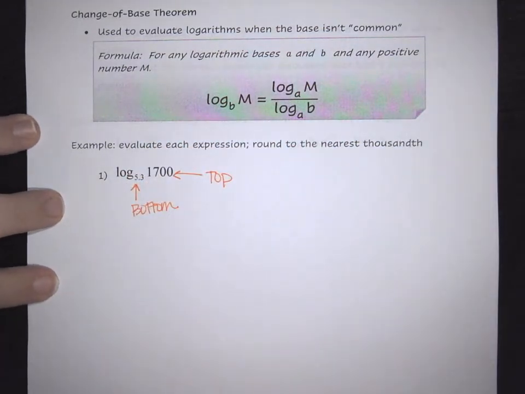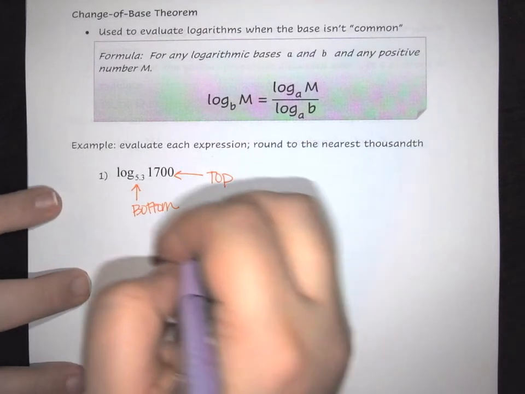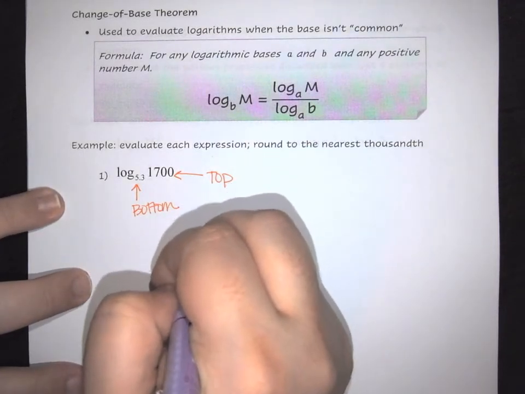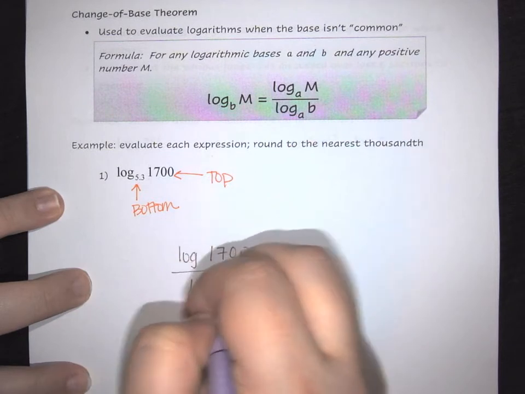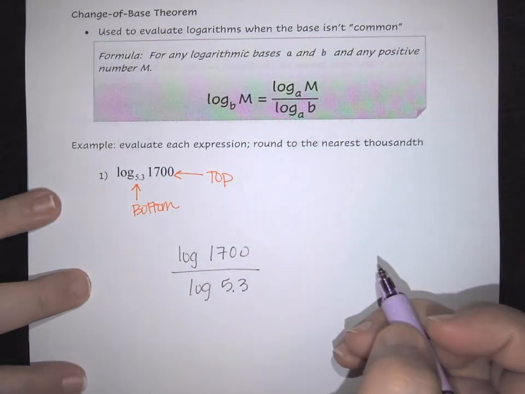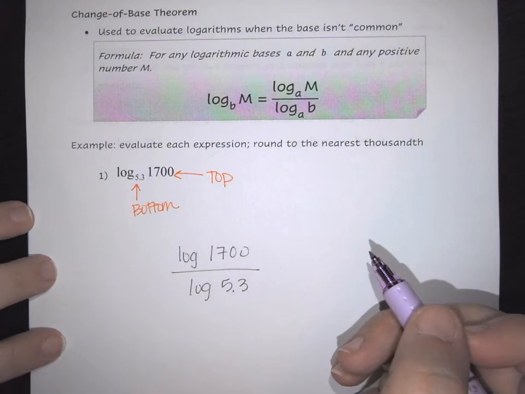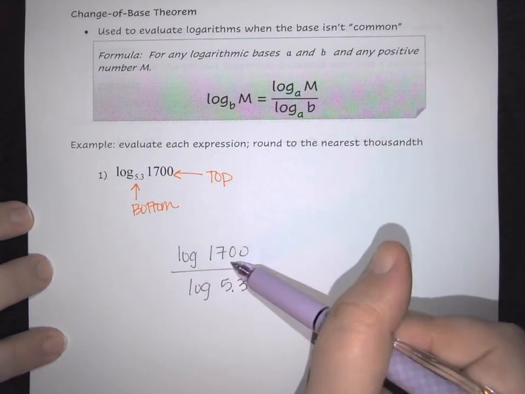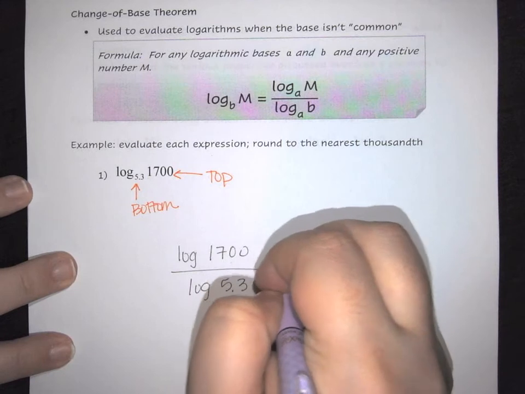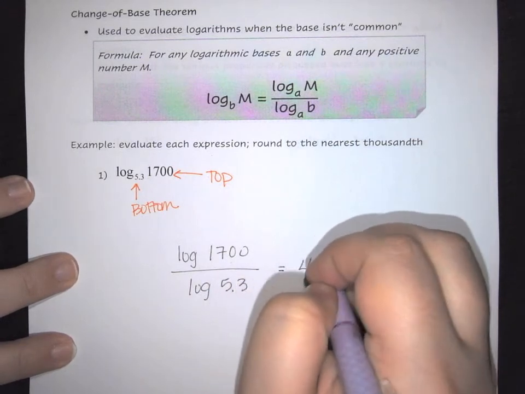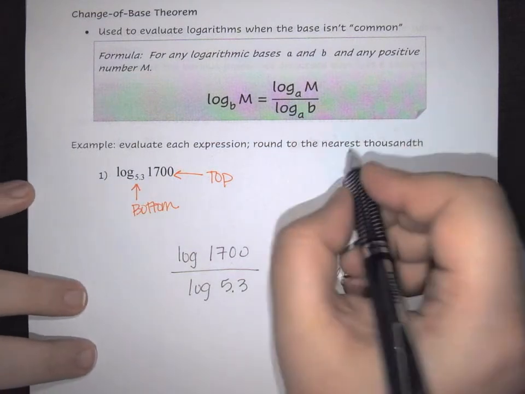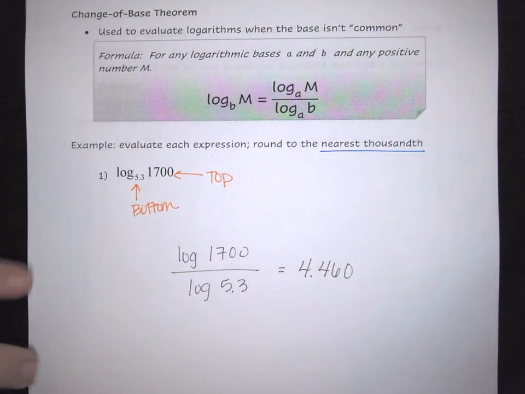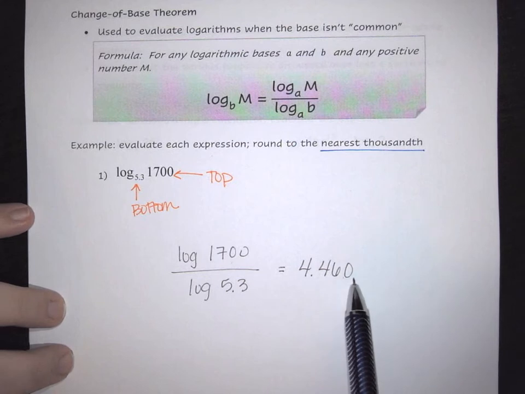And what we do is we change to common logs. So this, in a sense, is going to be the log of 1700 over the log of 5.3. And so what you would do in your calculator is just that. You would type log of 1700 divided by log of 5.3. And when you check this, you should come out with 4.460. And the reason we went all the way out to 0 is because your directions want the nearest thousandth place. So you can't leave the 0 off. If you want the thousandths, you need to include it.